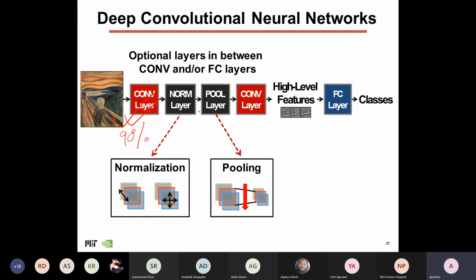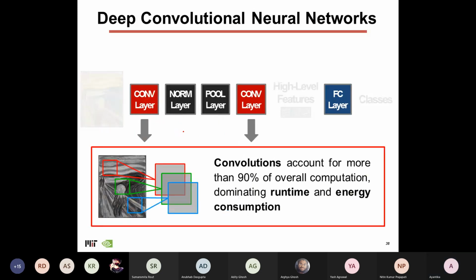Other than that, we have some pooling layer and normalization layer. It is already what I told, that convolutions account for more than 90% of the overall computation, dominating the runtime and energy consumption. So this is the most bulky layer, and we have to optimize this one for our embedded requirement.